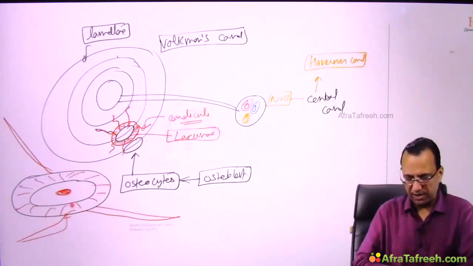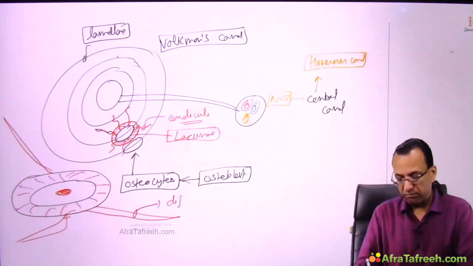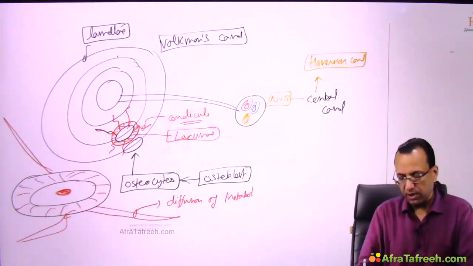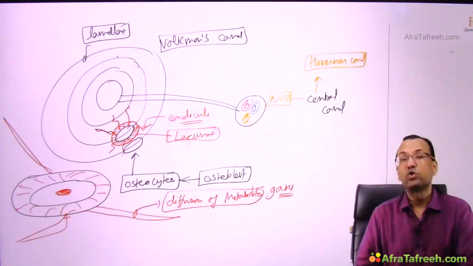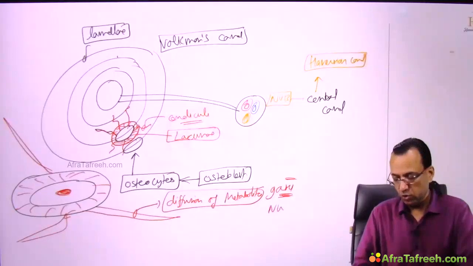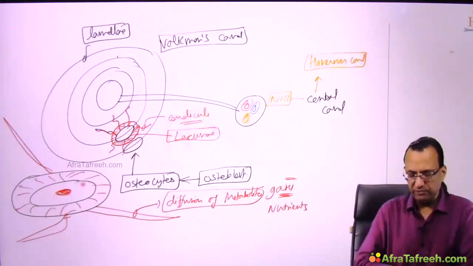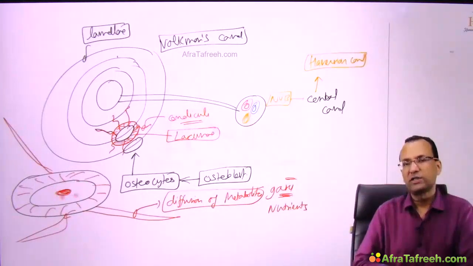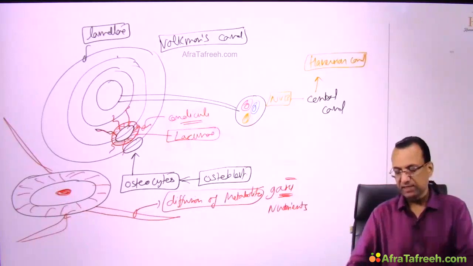What are the lacuna and canaliculi for? For the diffusion of metabolites. Diffusion of metabolites means what metabolites are you talking about? That could be gases, CO2, O2, oxygen, carbon dioxide, or maybe nutrients. So the osteocyte will receive the nutrients and oxygen and send back the carbon dioxide through the canaliculi. Yes. That is the purpose.